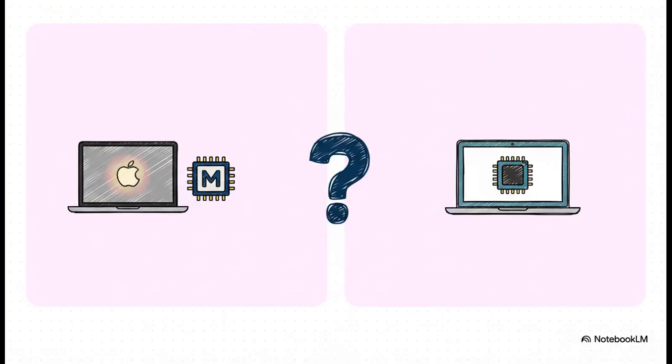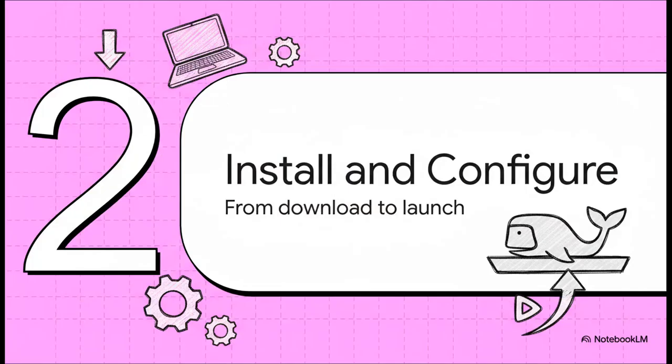And here it is. You just need to know what's under the hood of your Mac. Does it have one of the newer Apple chips, an M1, M2, or M3, or is it one with an older Intel chip? Just pick the right one for your computer, click it, and the installer, which is a DMG file, will start downloading.